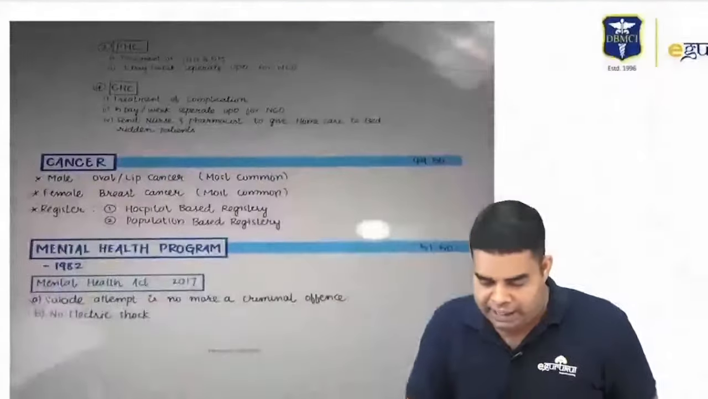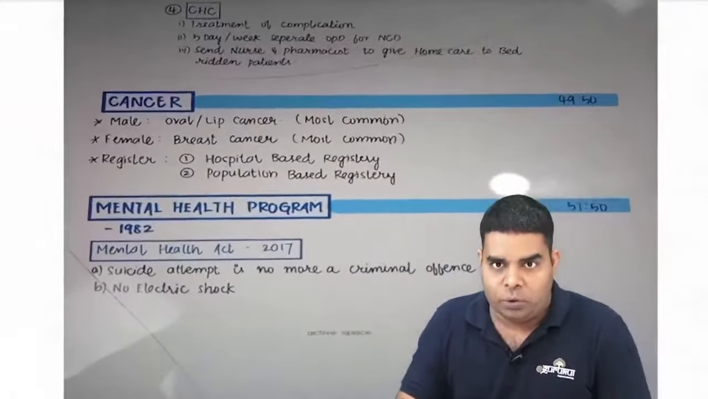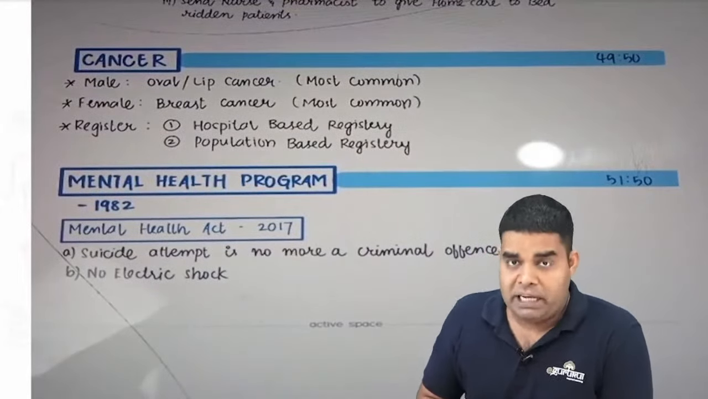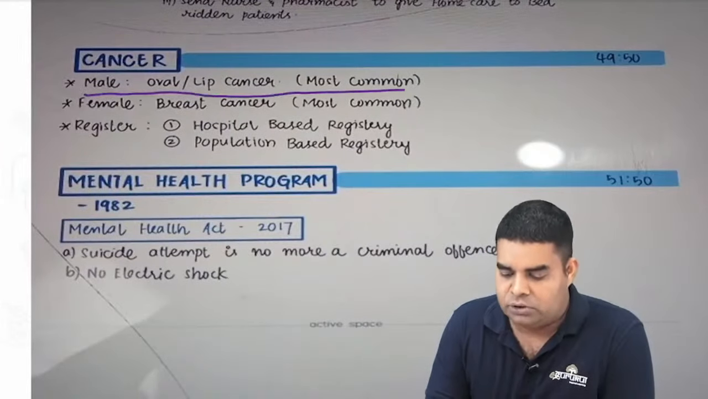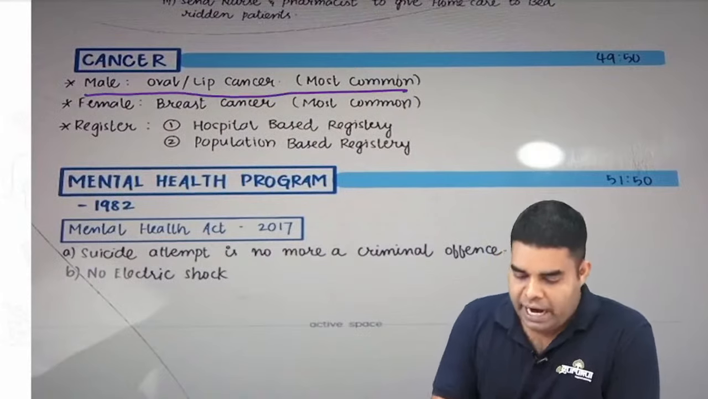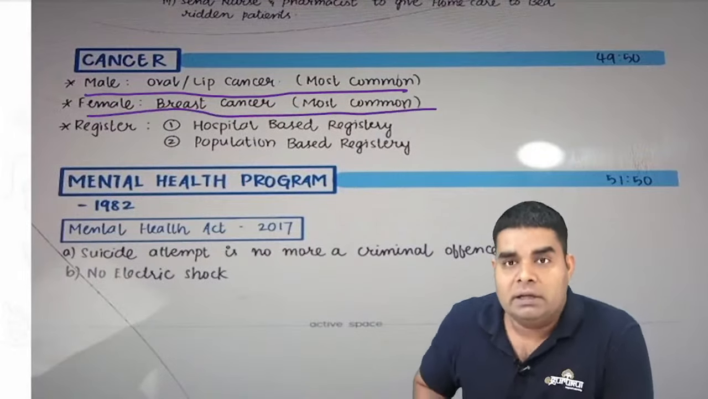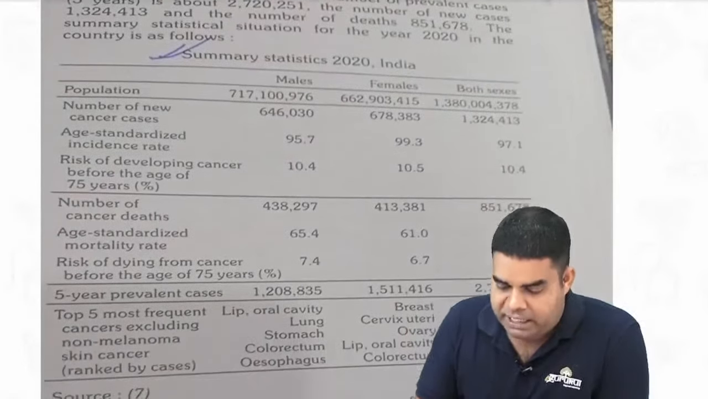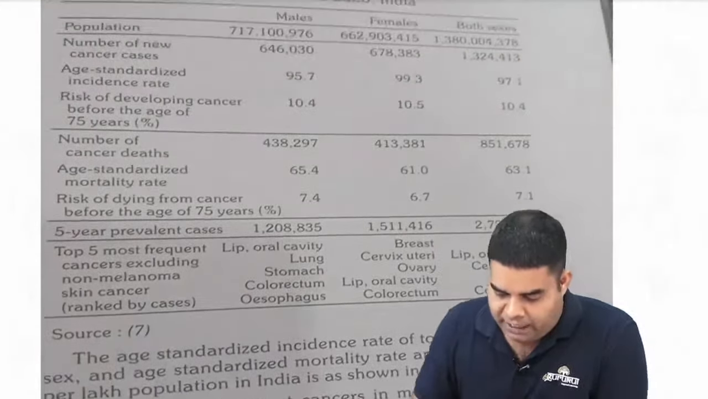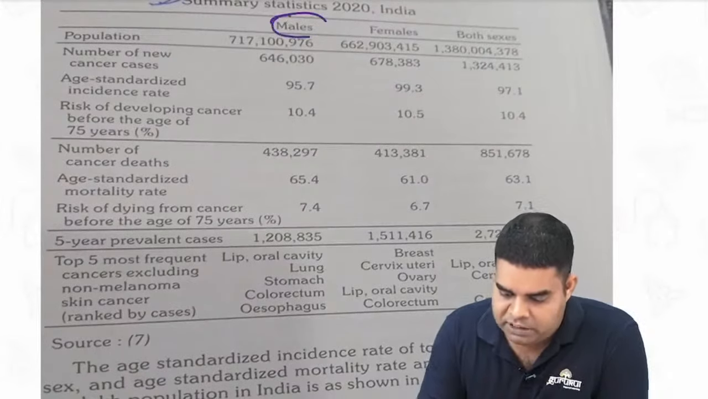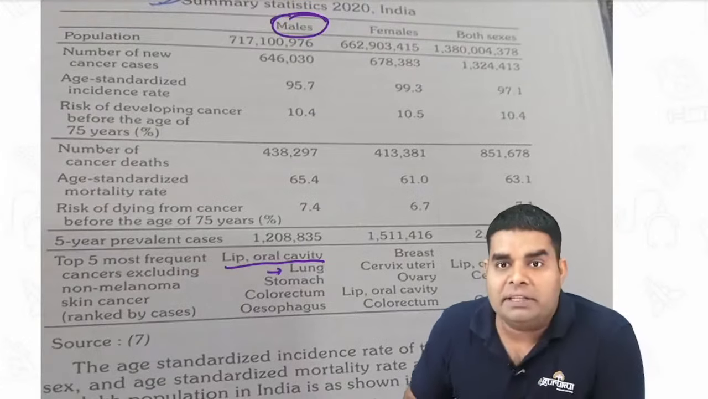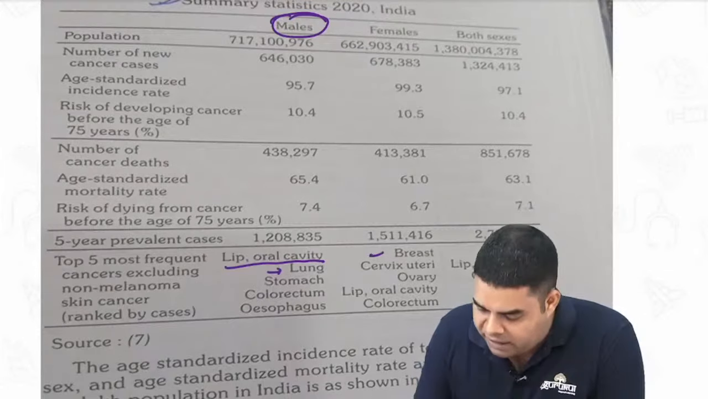Let me tell you the data directly. Okay, so this was also being written in the notes. You can see it, we have discussed it under non-communicable disease program, that the male have this oral lip cancer which is most common, and in the female we have breast cancer which is most common. Okay, now let's go by the data given in the PARK textbook. This is the summary statistics 2020 in India, of course the latest PARK edition, which says that in male, first let's talk about male, lip and oral cavity is most common, second common is lung, then we have stomach and other, and in female breast is more common.